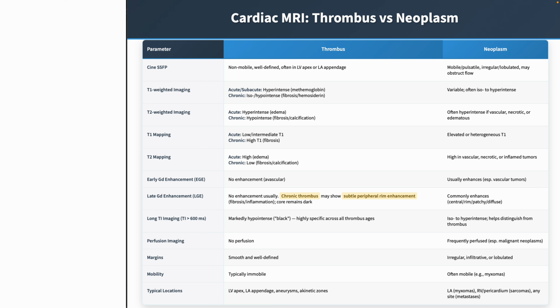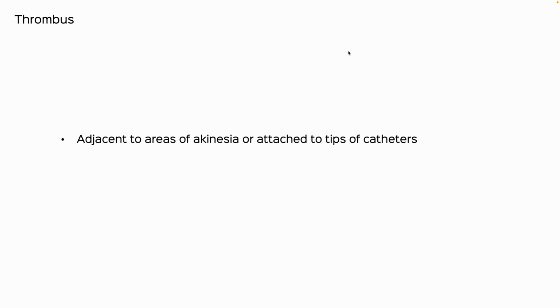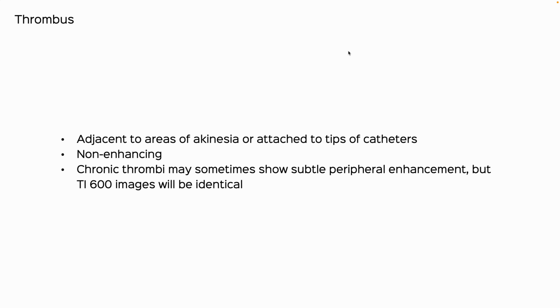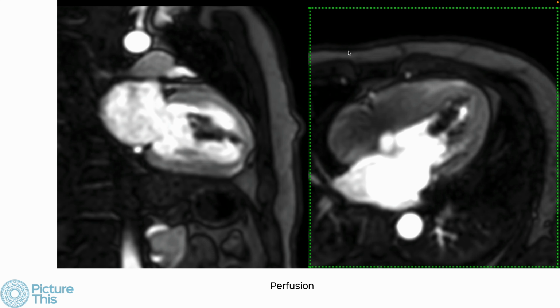And basically, if you just further summarize this, thrombi occur adjacent to areas of akinesia or are attached to tips of catheters. They're always non-enhancing, and rarely when there's peripheral enhancement, you may get that with vascularized chronic thrombi. But the TI 600 images will be the same as the TI 280 or 300 images, and you should be able to make out that difference. Do remember that thrombi can occur on the surface of myxomas, so you have to be a little careful.